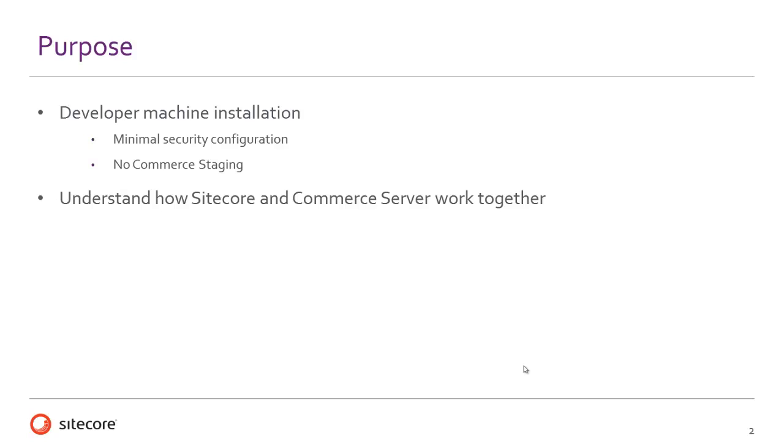And the second is we're not going to configure Commerce Server staging. Commerce Server staging is required for moving catalog and other data between a staging environment and a production environment. And that is required to be on different machines, and since this is a single server developer instance, you are unable to configure that, so we won't do that for this.